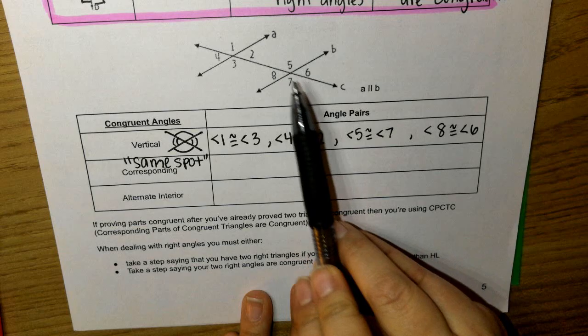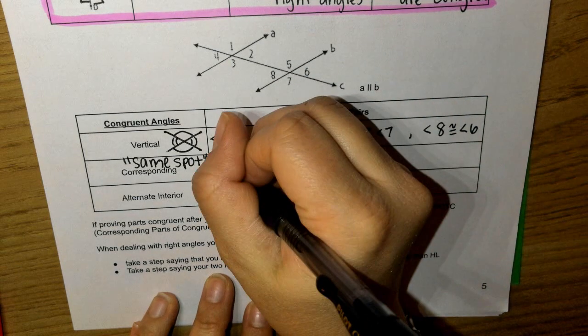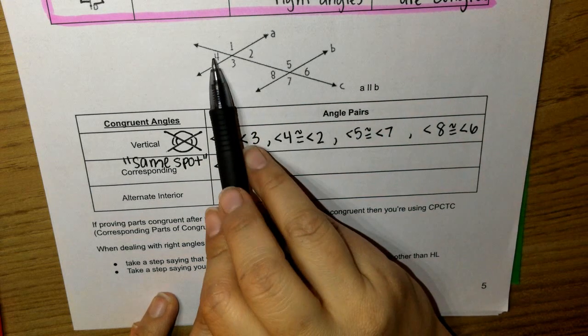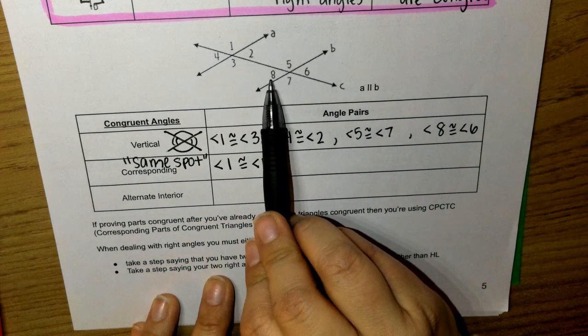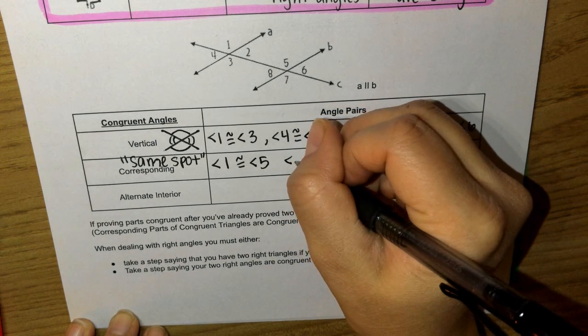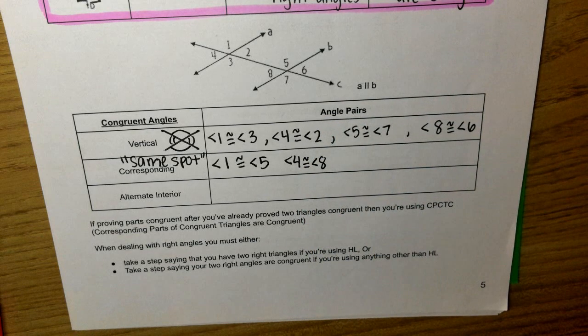What is in the same spot as 1? 5. They're also in the top, so angle 1 is congruent to angle 5. What would be in the same spot as 4? Well, 8. They're both on the left. So we're going to write angle 4 congruent to angle 8. Try to see if you can fill out the rest. So if you want to, pause the video.